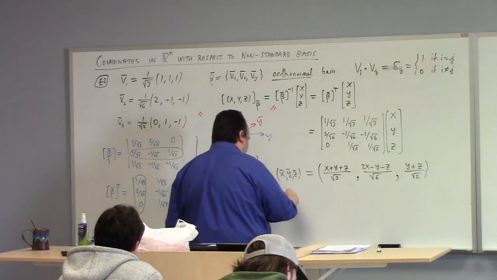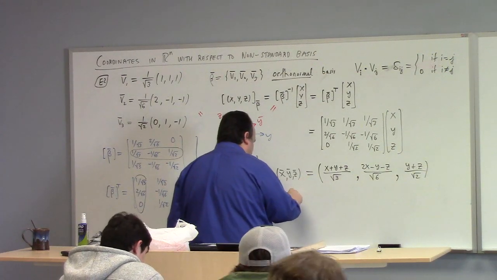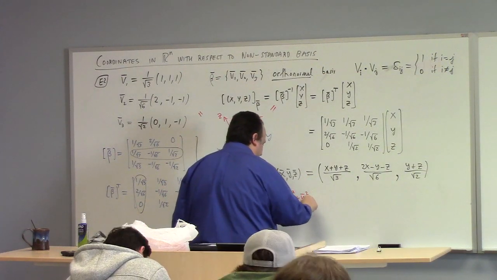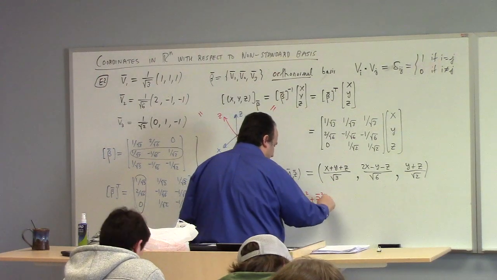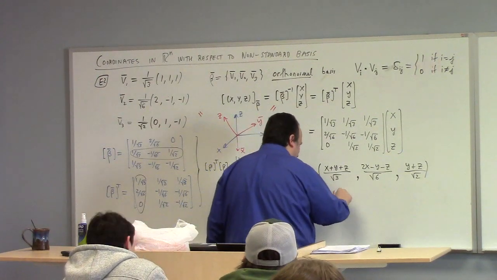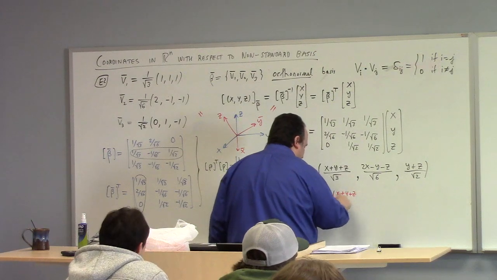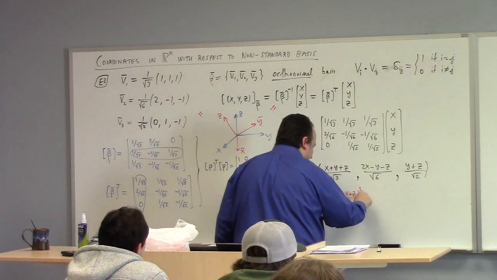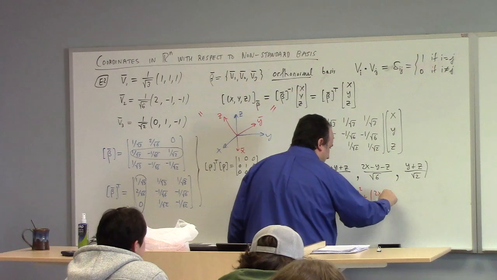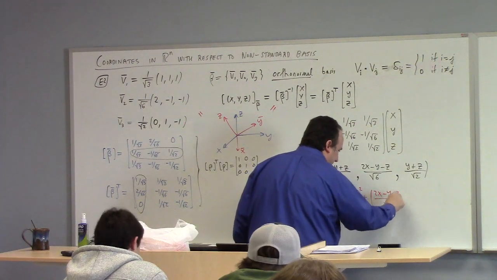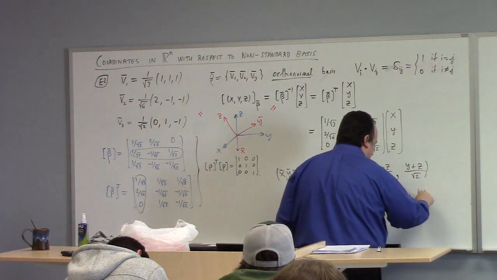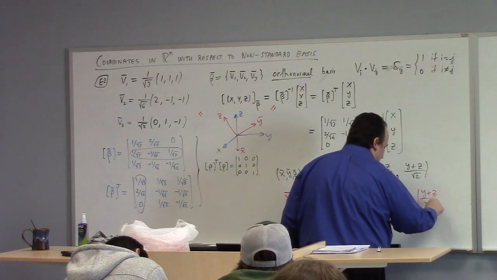What do you think it's going to be if we calculate x bar squared plus y bar squared plus z bar squared? Which would mean x plus y plus z over root 3 squared, plus 2x minus y minus z over the square root of 6 squared, plus y plus z over the square root of 2 squared. What would that work out to?